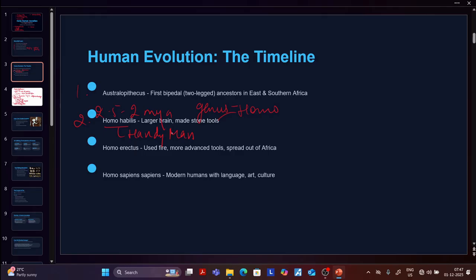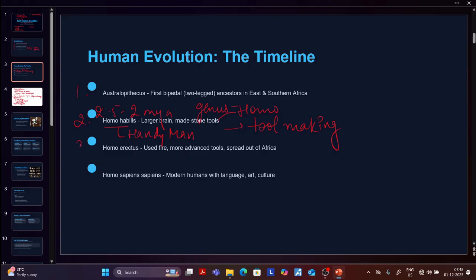But here's the critical detail. We find evidence of stone tool manufacture associated with Homo habilis. Tool making requires abstract thinking, planning, and coordination between hand and eye. This is a cognitive marker that distinguishes Homo from earlier hominids.